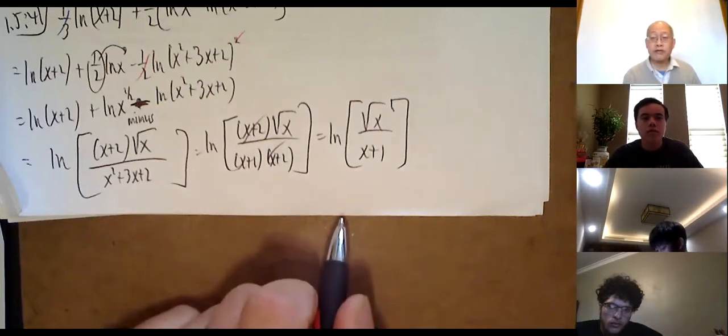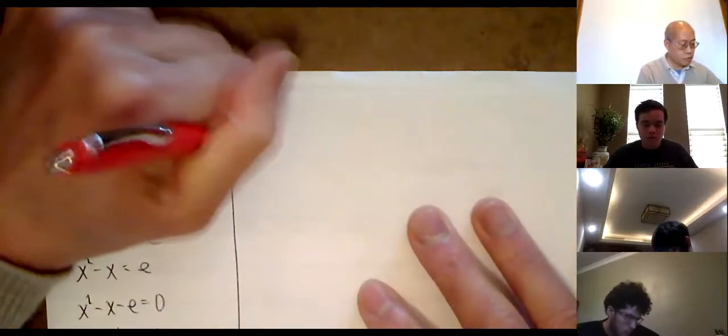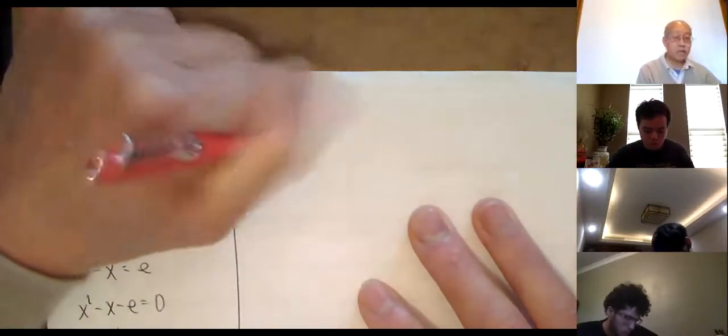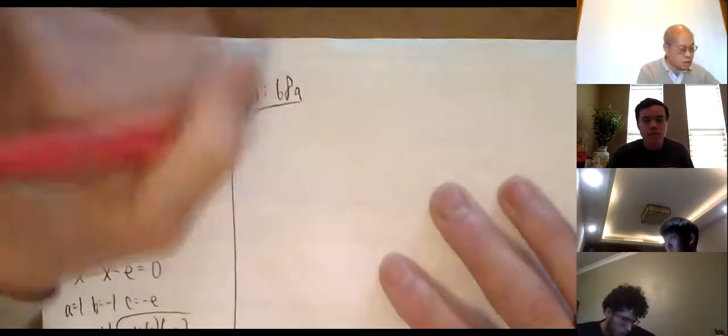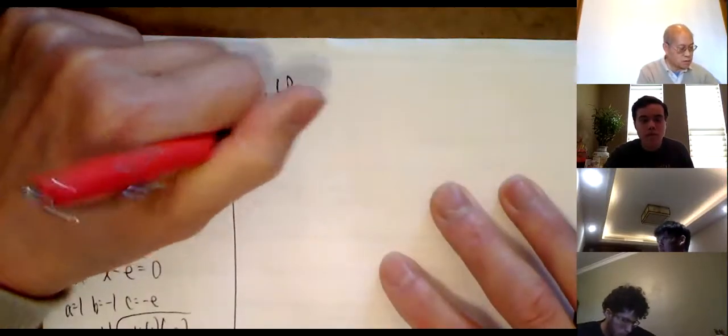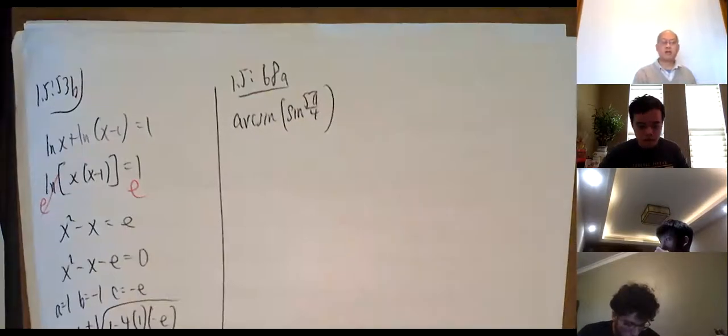Okay, 1.568a. Arc sine of sine of 5 pi over 4.